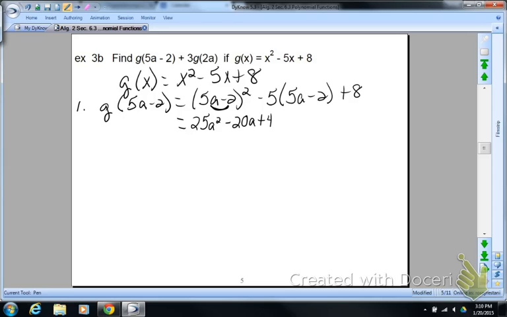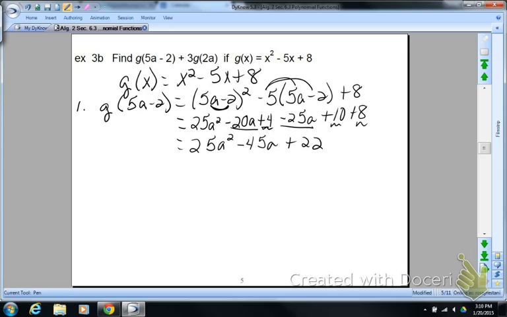Now we're going to do the distributive property and get negative 25a plus 10 plus 8. Combine like terms. I don't have anything to combine the 25a squared with. Negative 20a and a negative 25a is a negative 45a. 4 plus 10 plus 8 is 22. Now, just to help my eyes, I'm going to box that. That is the part 1 where we plug in 5a minus 2.